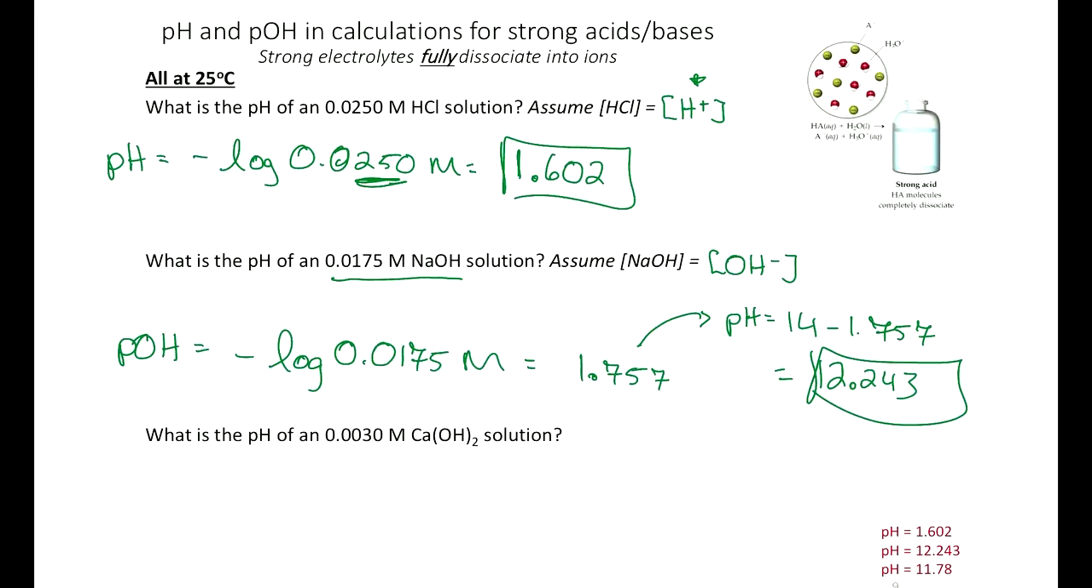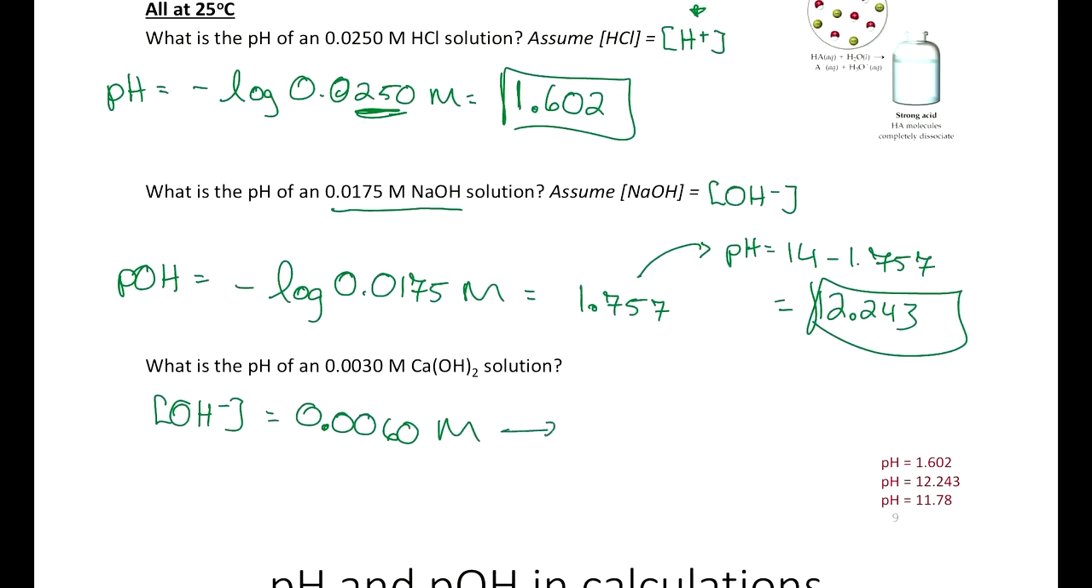Okay, and then finally, what is the pH of a 0.003 molarity calcium hydroxide solution? So should I just plug that into negative log to get POH? What's the difference here? What is our hydroxide concentration in this solution? Is it 0.003? No, it is actually 0.006. There's double the amount of hydroxide present because each calcium hydroxide donates 2 hydroxides. All right, so we double the amount of hydroxide.